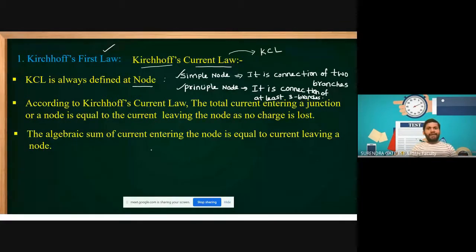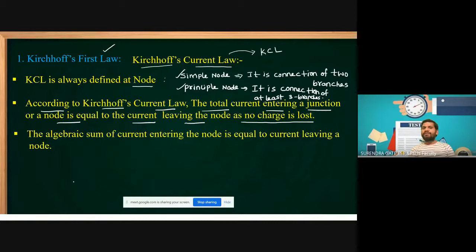But what does KCL state? According to Kirchhoff's current law, the total current entering a junction or a node is equal to the current leaving the node, as no charge is lost. This is the condition. With that assumption only, KCL is applicable. No loss of charge means entering charge equals leaving charge. That is the law of conservation of charge.